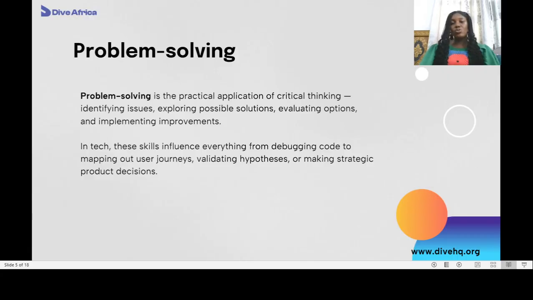So let us think this way. When it comes to critical thinking, it's like diagnosing something. Critical thinking is like diagnosing something, understanding the situation. Then problem solving is the treatment. It's like the treatment. Okay, this is the cure, finding the cure.